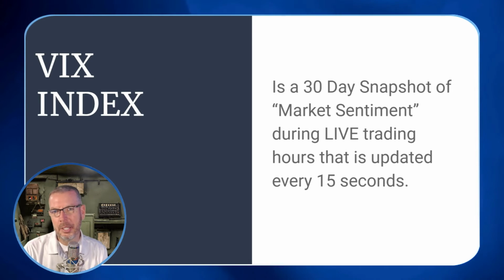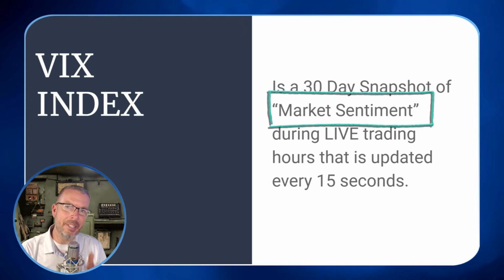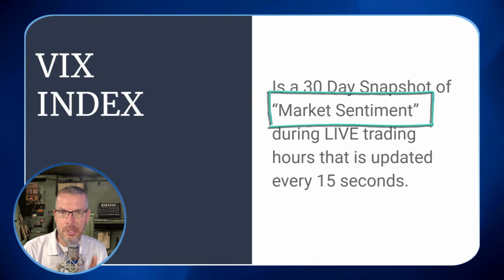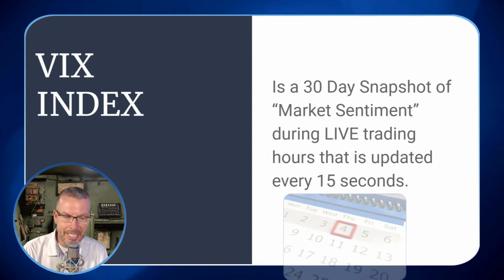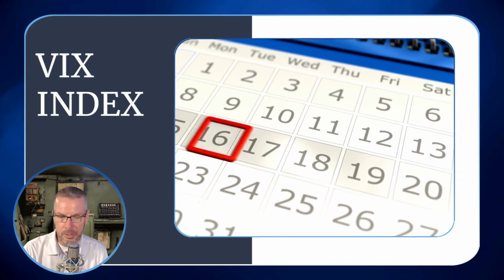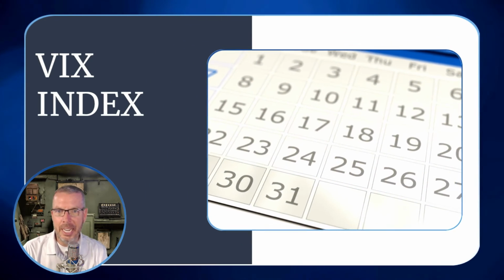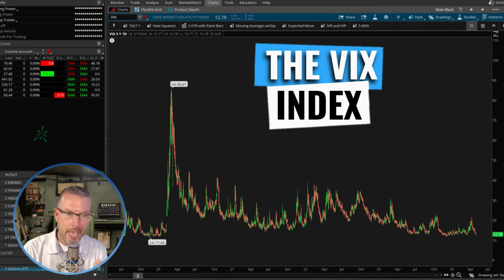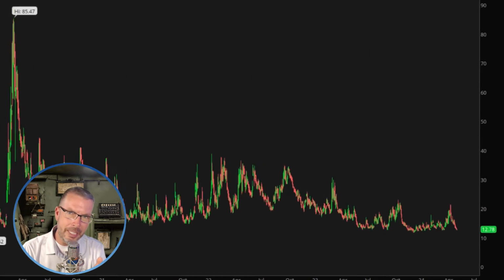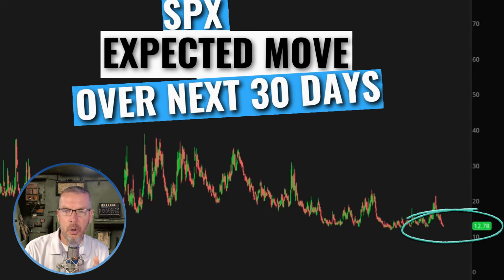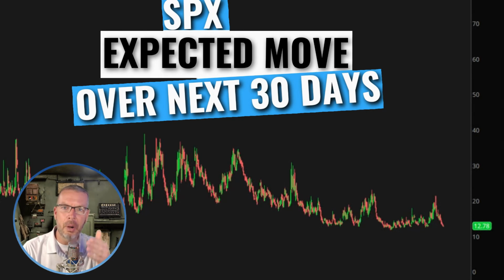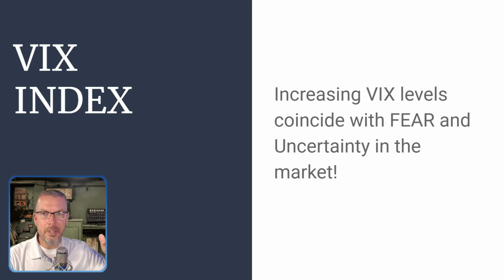So the VIX Index is a 30-day snapshot of market sentiment during live trading hours that's updated every 15 seconds of where market participants feel like the market's going to be 30 days from now. So when you look at the VIX and it's reading a 14%, that implies that over the next 30 days, the market participants expect that the SPX or the market will move 14% from its current price. So increasing VIX levels coincide with fear and uncertainty in the market, signaling a potential downturn.